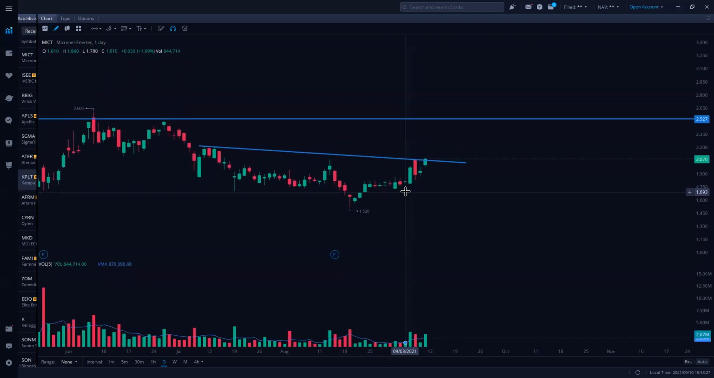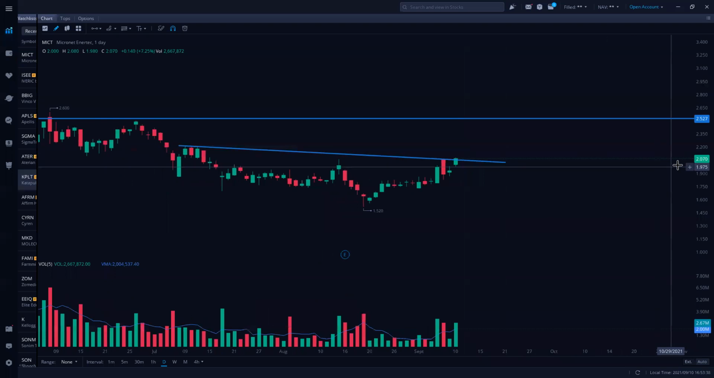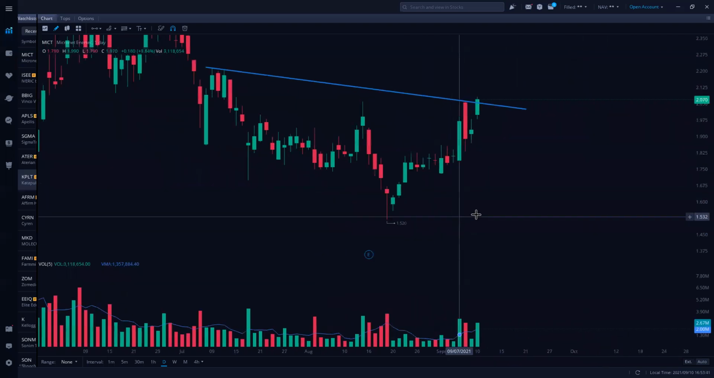But yeah, very good close. It closed right above this resistance line I have drawn out. Why do I have this line drawn? Because it couldn't break this resistance right here, and it tested this a couple days ago. Couldn't break it, and today it finally closed above it, and it's performing very well in after hours.